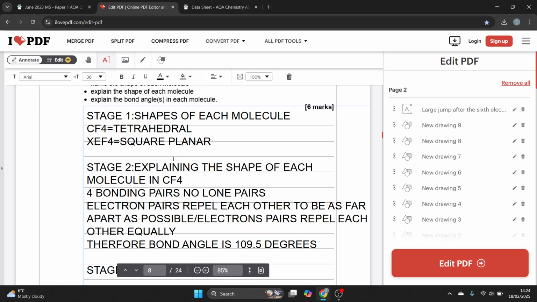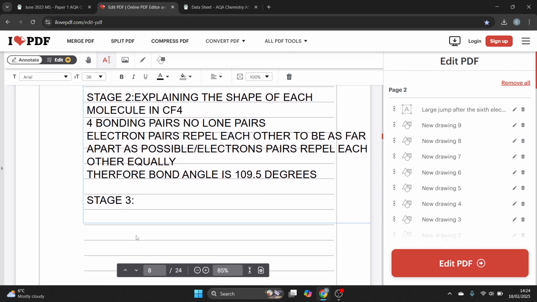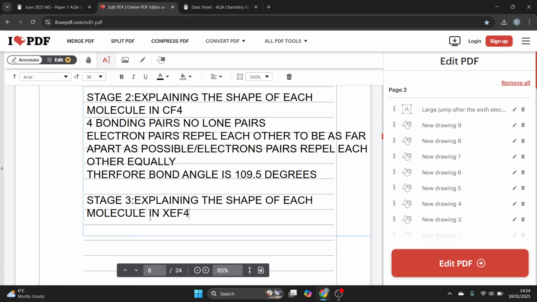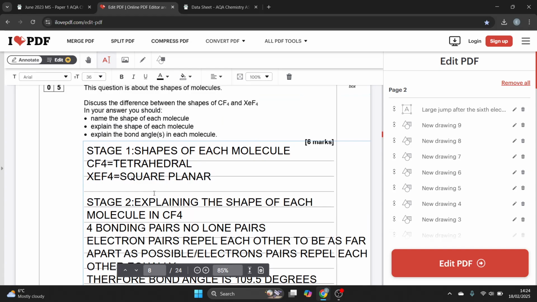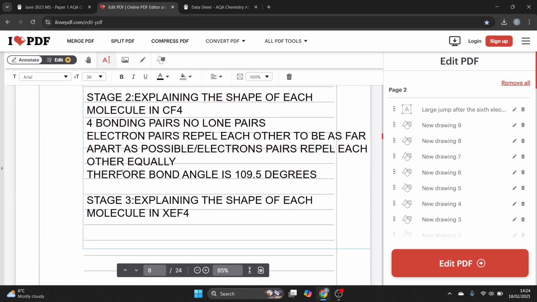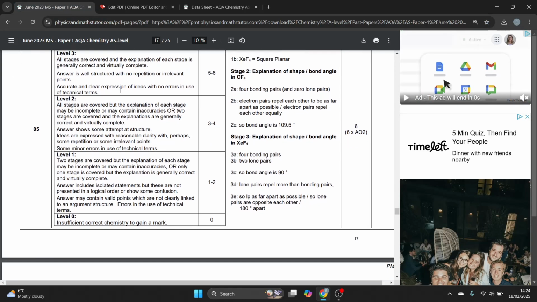Stage 3. This is a really nice question for a shapes of molecules and bond angle question, because it's not just testing your knowledge on shapes, it's testing your knowledge, explaining it, comparing it, and explaining the bond angle as well. And that's really it for this topic of bond angles and all that, shapes of molecules.